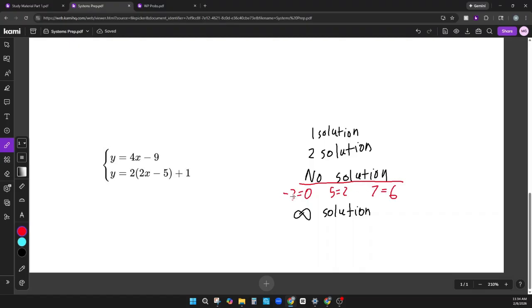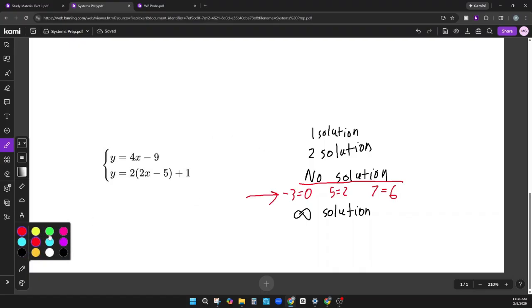My whole point of these examples is that this is not true. -3 is not equal to 0, 5 is not equal to 2, 6 is not equal to 7. So when I get to the end and I see I have something that doesn't make sense, that shows you that your equations are incompatible with each other. They never cross, which means that they never have a solution. So please make note of that. You will see a couple of examples on here as well as on the test.